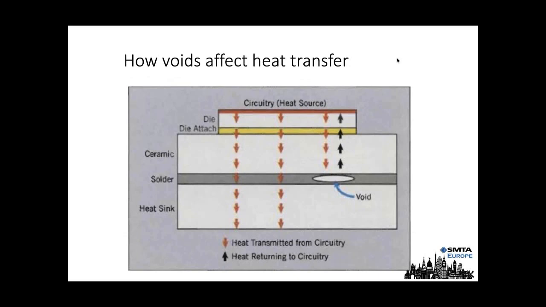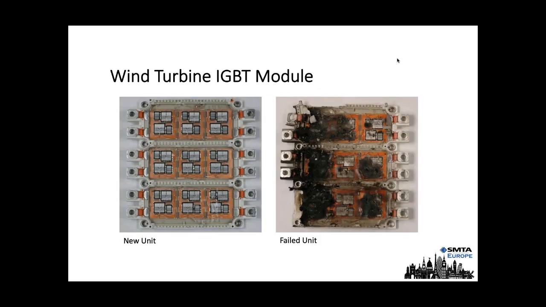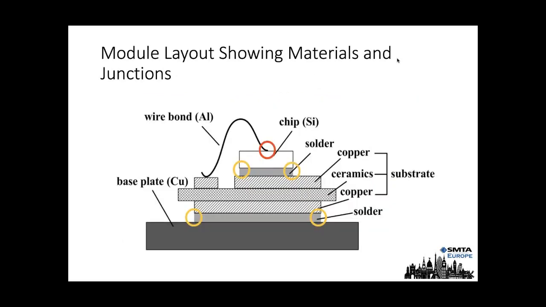And what happens at the end? You overheat the die, the die is probably going to crack. If the die cracks, then the system is probably going to go into catastrophic meltdown, and you're going to end up with something that looks like that on the right-hand side.